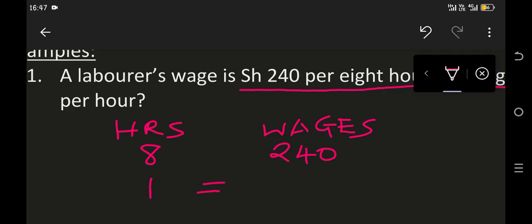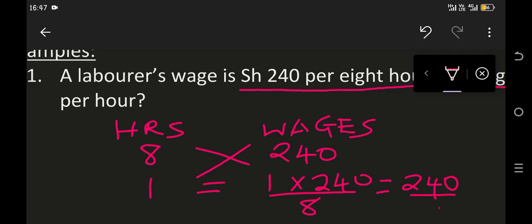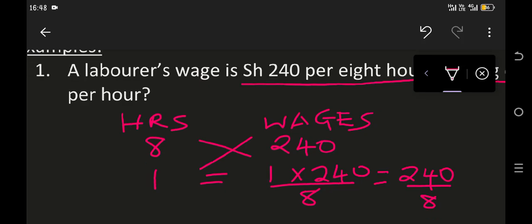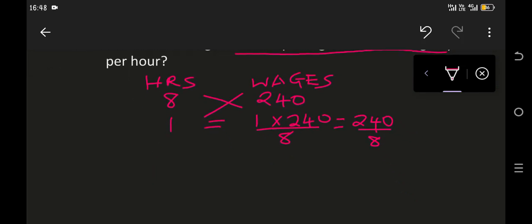What are you going to do? You're going to cross multiply so that you have 1 times 240 divided by 8. This means that you will be taking 240 divided by 8. So if you look at that, we are getting the quotient of 240 by 8. And what is the answer there? The answer there is 30.